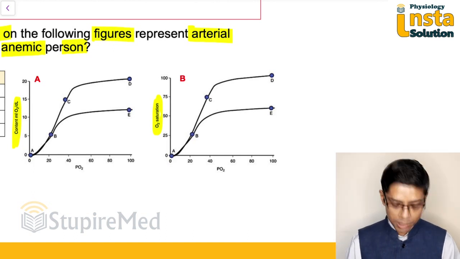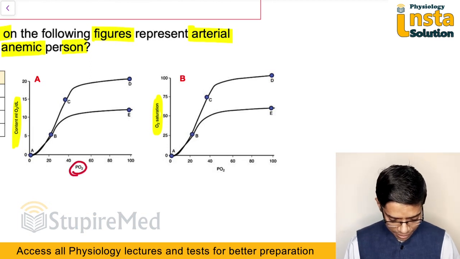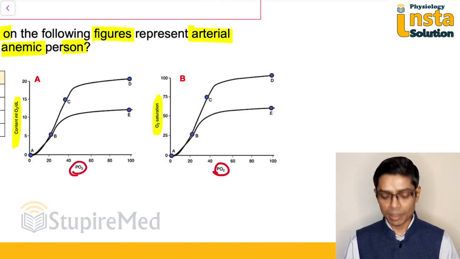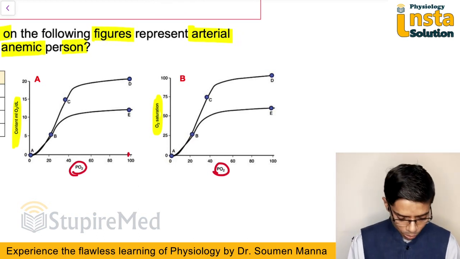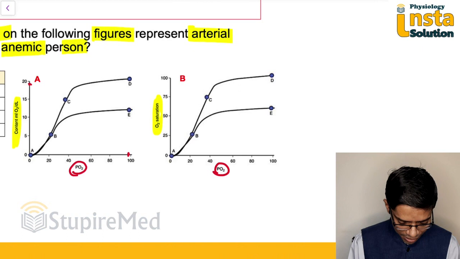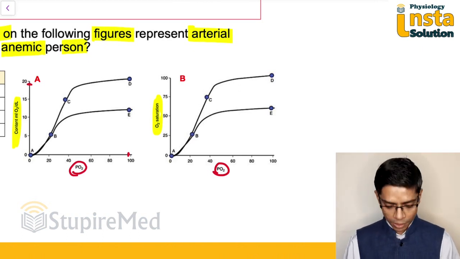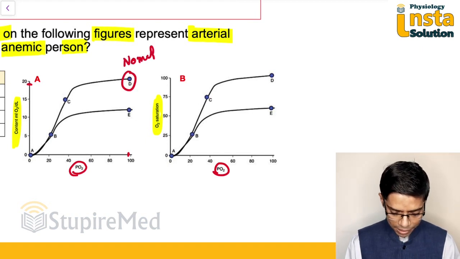Now, if you note down this curve more carefully, you will find that the x-axis is the partial pressure of oxygen. We know our arterial blood partial pressure of oxygen is around 98 millimeter of mercury. With this partial pressure, the oxygen content of the arterial blood is around 20 ml per 100 ml of blood. So this point D is nothing but a point of a normal person.